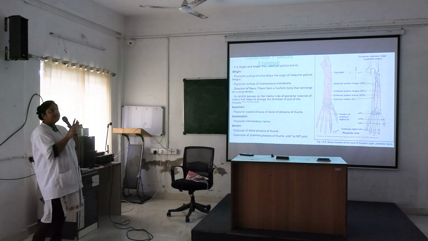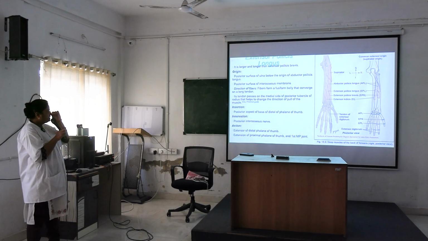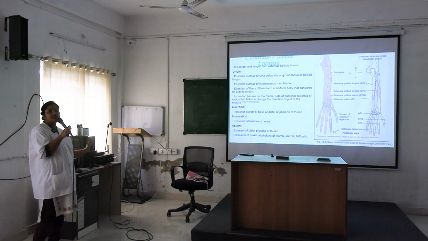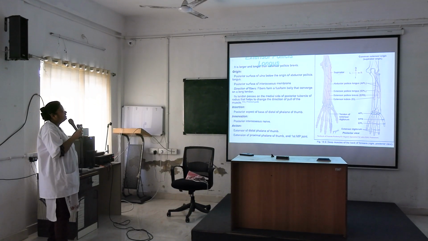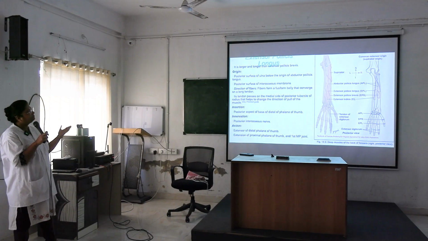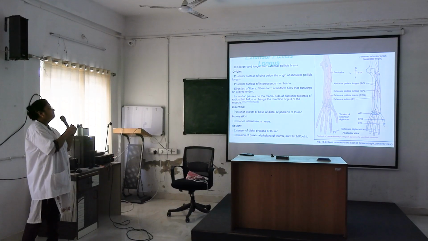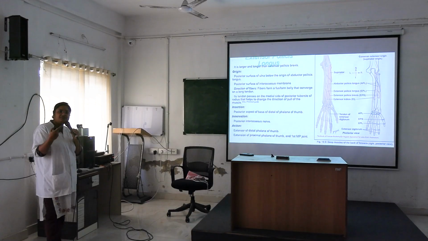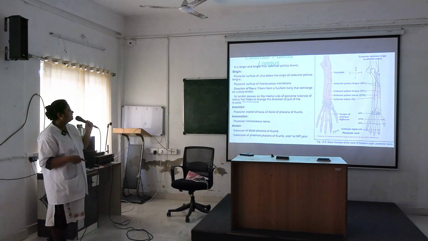Extensor pollicis longus is larger and longer than the extensor pollicis brevis. Origin is from the posterior surface of ulna below the origin of abductor pollicis longus and posterior surface of interosseous membrane. Its form is a fusiform belly converging into a long tendon. It passes on the medial side of the posterior tubercle of radius, Lister's tubercle. You remember this point to identify this muscle.